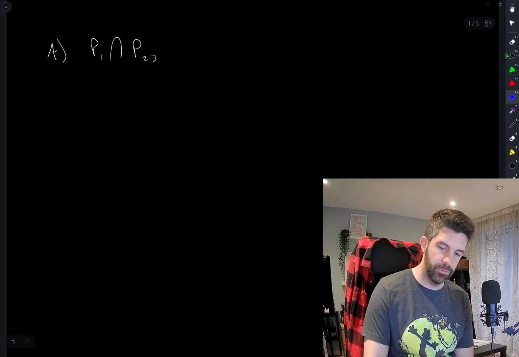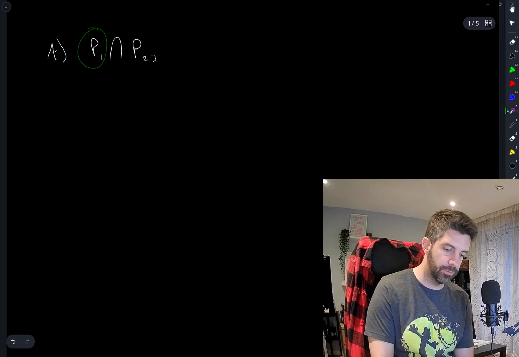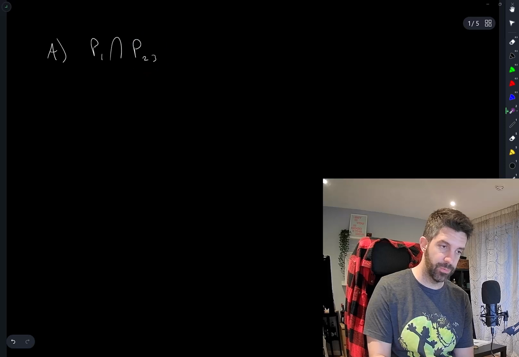So A, it will not be the case, right? P1 intersect P23. So these are all primes. These are all multiples of the number 23, and therefore not prime. So these can't possibly intersect.